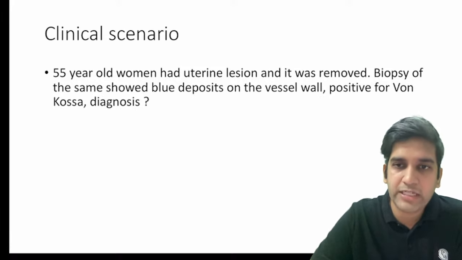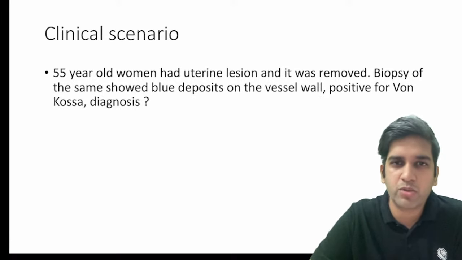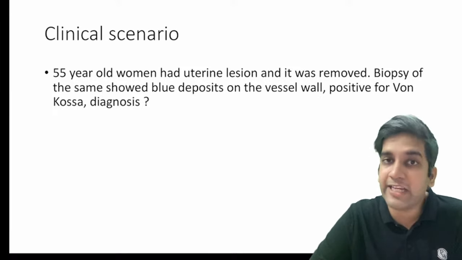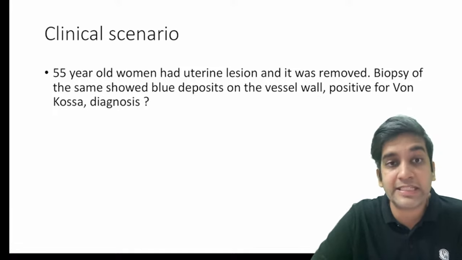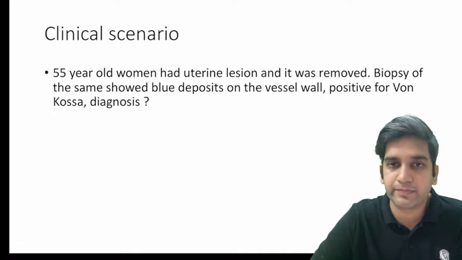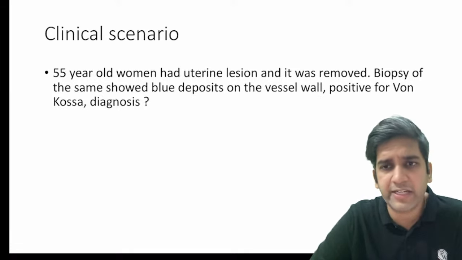Let's apply a few facts and come to a conclusion. A 55-year-old woman, uterine lesion, biopsy was removed, and the biopsy shows bluish deposit in the vessel wall, which is positive for von Kossa. What's your diagnosis? Again, a clue here. This is a normal finding. This has nothing to do with the uterine lesion. This is an old age finding. It's undoubtedly calcium. Calcium in the vessel wall. Diagnosis. Like I said, it's a normal finding.